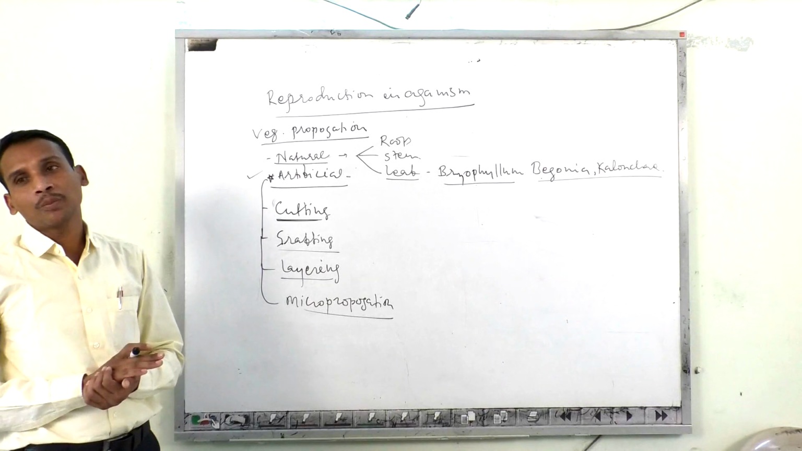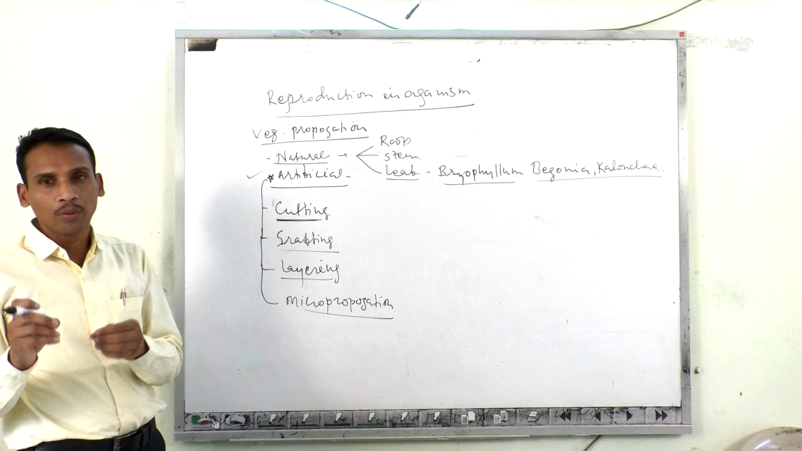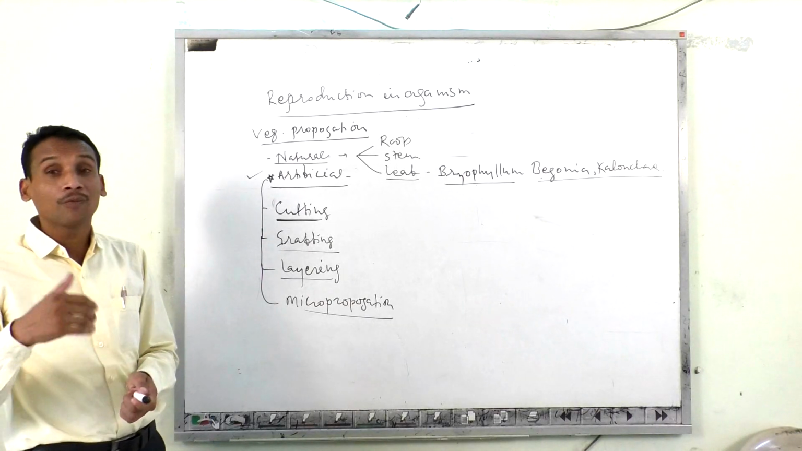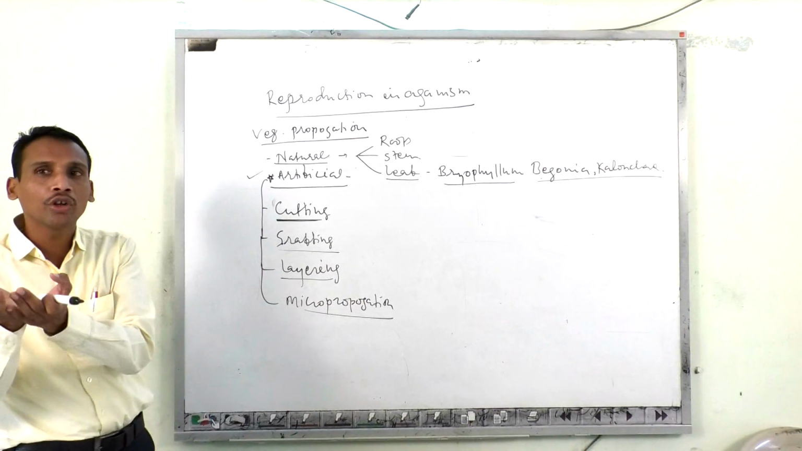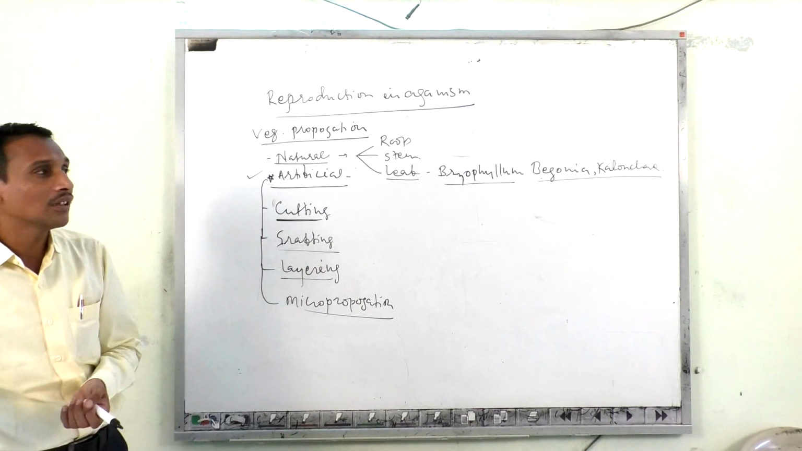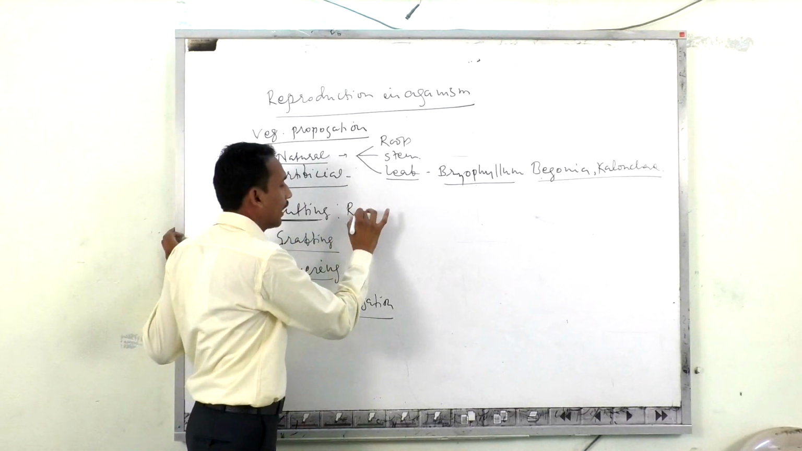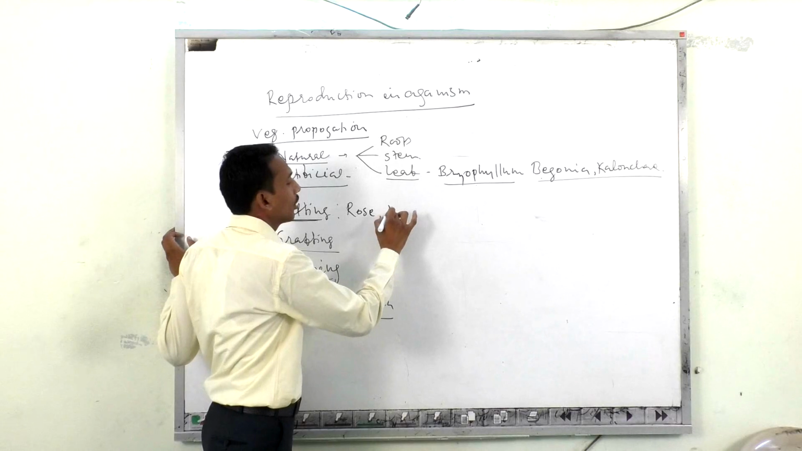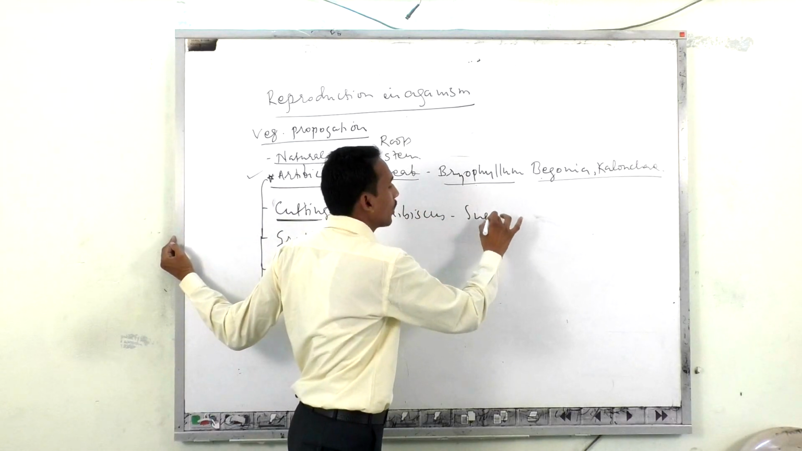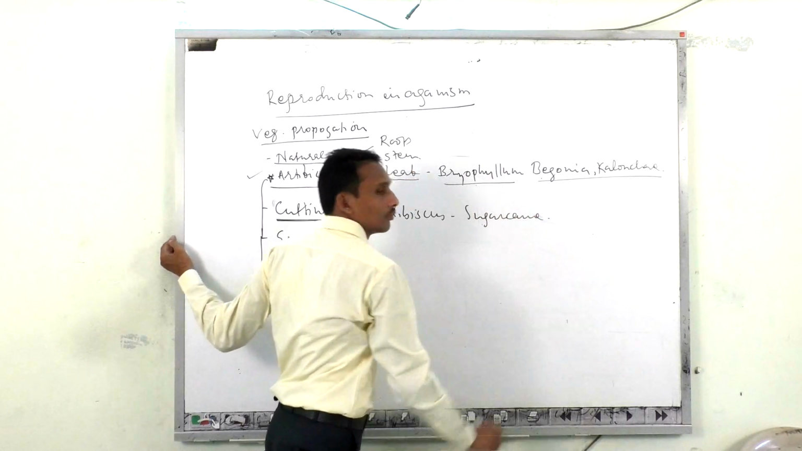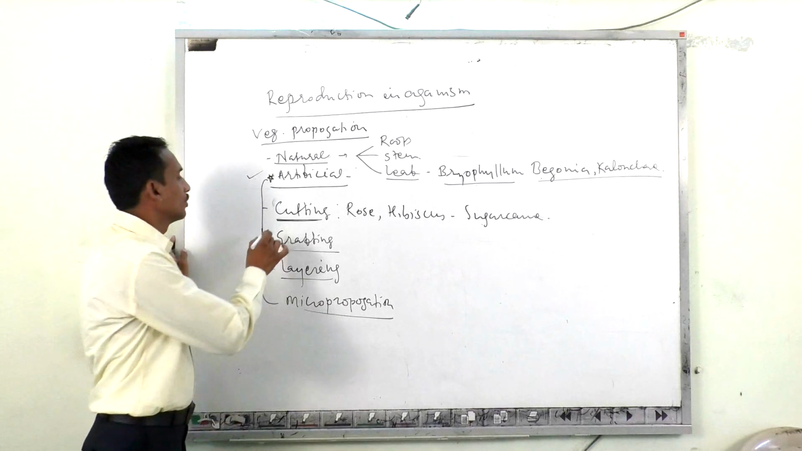A very small part of the stem which possesses some nodes and internodes, that portion you bring and plant in your home, and after 15 days or 1 month, that plant grows into a new individual. That technique is nothing but cutting. In case of the rose plant, the hibiscus plant, and sugar cane, we utilize cutting.